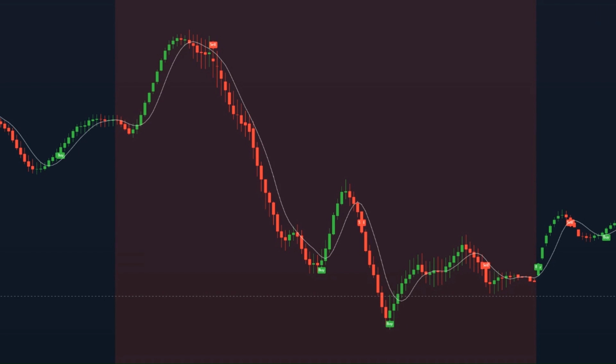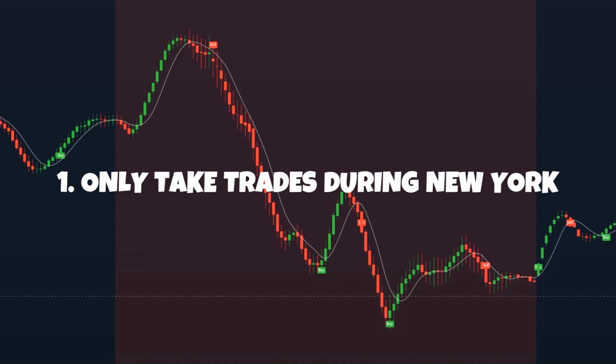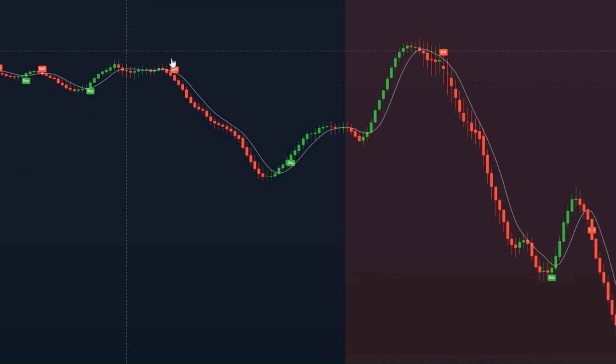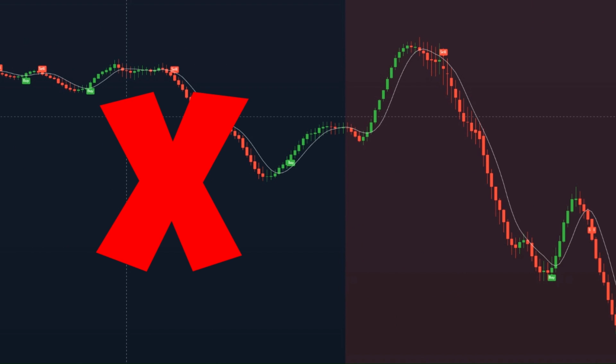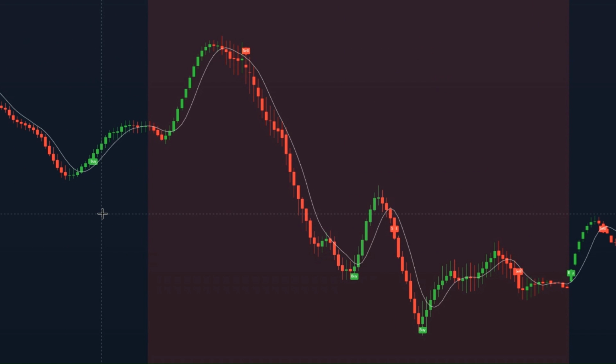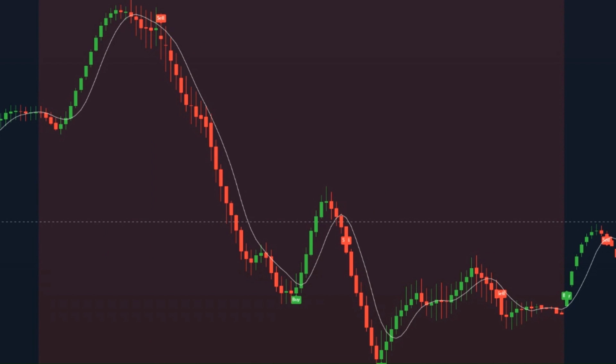Rule 1 for this strategy is we will only be taking trades during the New York session. Do not take trades outside of this session. As we're testing this on the 5-minute Nasdaq, it is heavily dependent on the New York market.